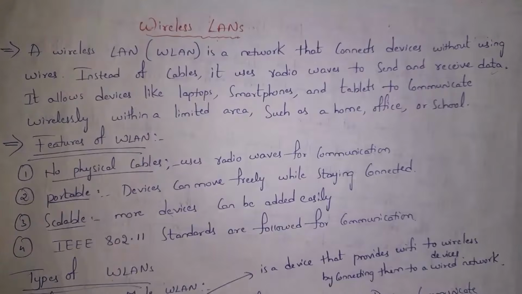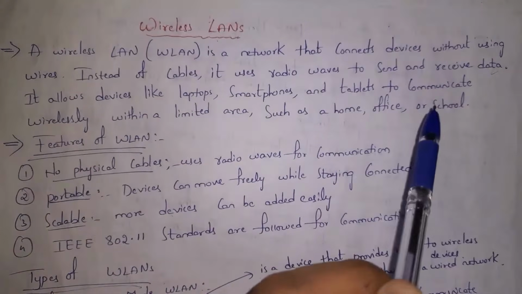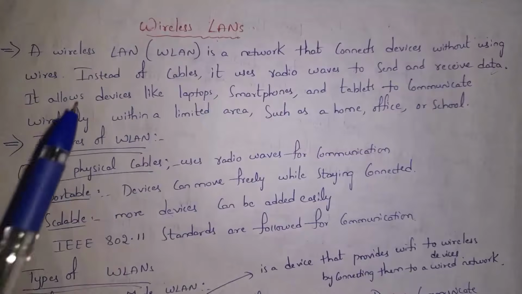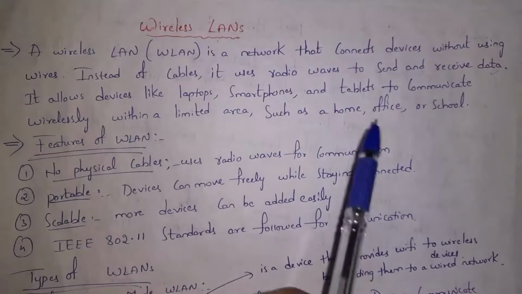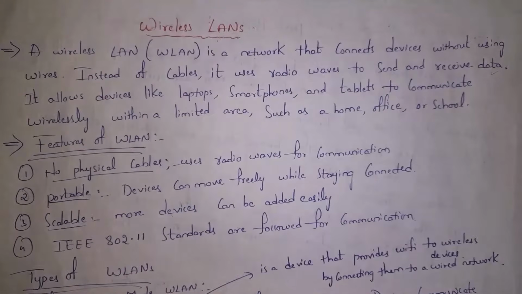It allows devices like laptops, smartphones and tablets to communicate wirelessly within a limited area, such as a home, office or school. For example, in a school, by using a router, all devices will connect to the Wi-Fi network and they will communicate with each other. For example, in my house, I will connect my mobile, iPad and laptop to the home Wi-Fi. As all devices are connected to the Wi-Fi network wirelessly, this is another example of a wireless LAN.